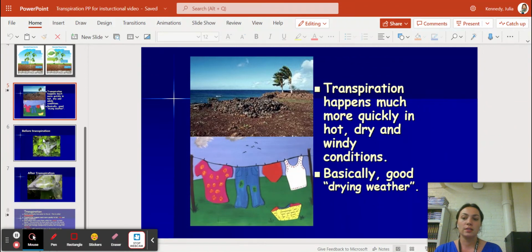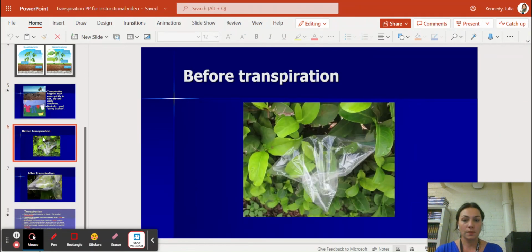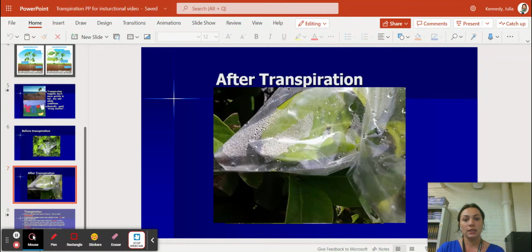And then we're just going to look at another example. In this example, they put a plastic bag over the leaves of a plant. We have the before transpiration, and then in the after transpiration picture we can see that water is actually leaving from the pores of the plant, from the leaves, and that plastic bag is showing the condensation of water leaving and turning into water vapor.